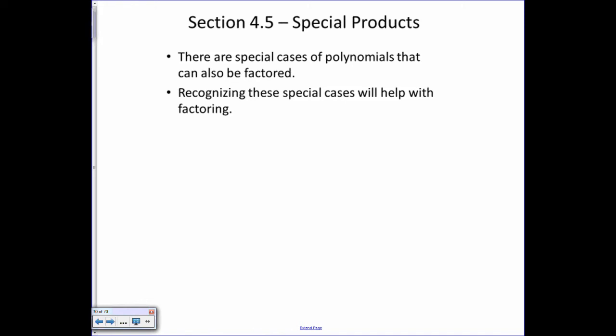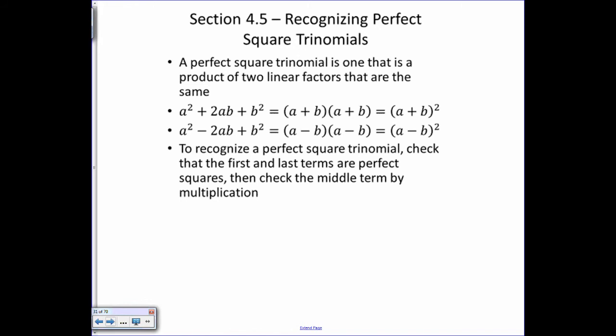So when we talk about special cases of polynomials, there are some special cases that can be factored. And recognizing these will help with factoring. It'll make factoring a lot easier. So the first type of special case is what's known as a perfect square, or a perfect square trinomial. A perfect square trinomial is just one that's a product of two linear factors that are the same. So something like a squared plus 2ab plus b squared would be equal to a plus b times a plus b. Those two factors are the same. So we could rewrite that as just a plus b squared.